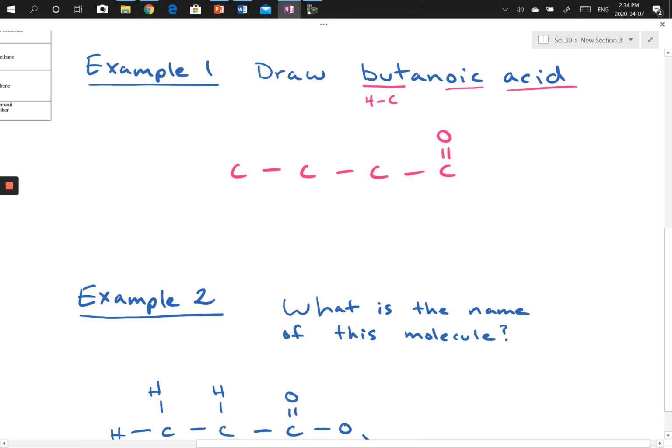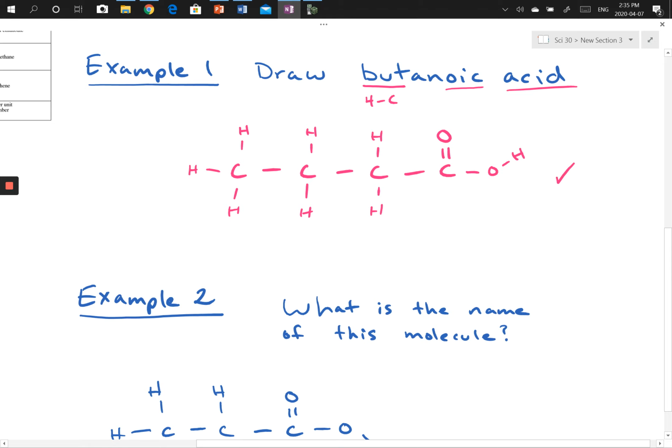So there's my CO, and now I need my OH for my COOH. Just like with an alcohol, this is going to look just the same as a hydroxyl group would. So this section that I'm circling right now is your COOH. That's your carboxyl group. Now I just have to fill in the rest of my hydrogens. All my carbons should have 4 bonds, all my oxygens should have 2 bonds, and all my hydrogens should have 1 bond. And if we look at that, we are all good.